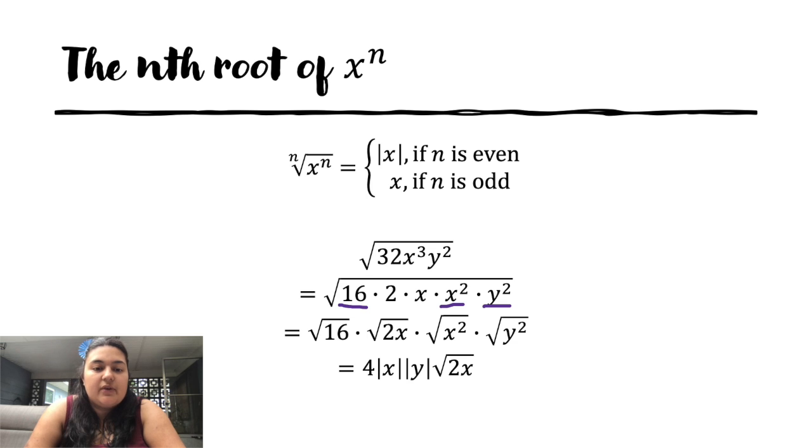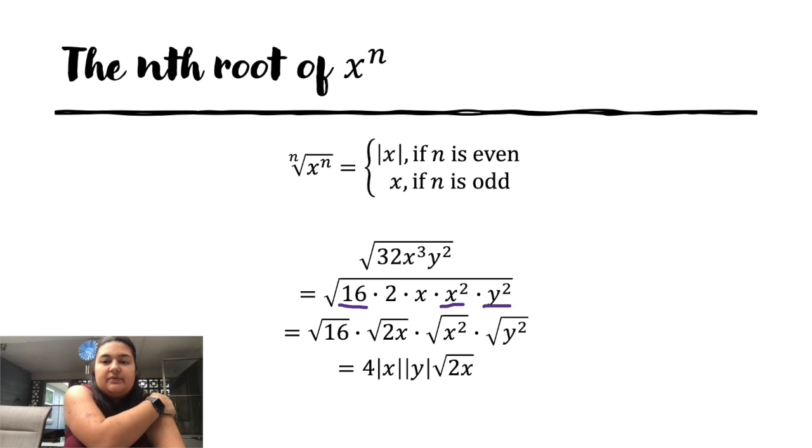We wrote it out: 4 times the absolute value of x times the absolute value of y times the square root of 2x. I will let you know that the absolute value signs do not have to stay there, because it was originally x cubed, and since x was positive there, it will continue to be positive.